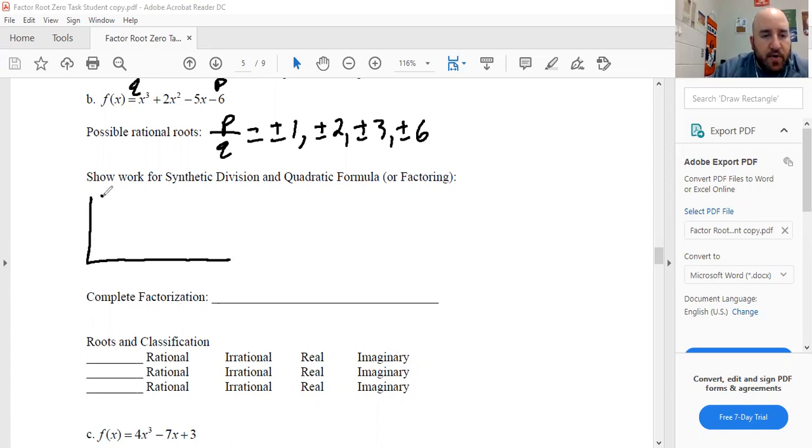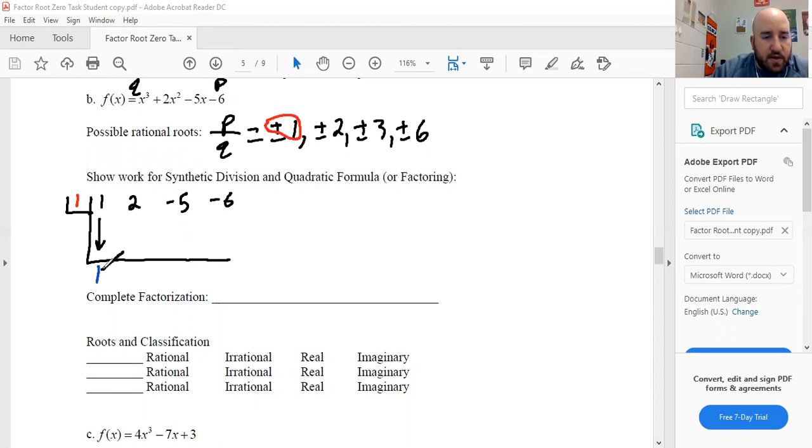So go ahead and jump into our synthetic. We've got 1x cubed, 2x squared, negative 5x, negative 6. Put my box on the outside. We'll start with positive 1 and just dive in. I feel like I've been going a little long, so in the interest of time, I'm going to go a little faster now. This 1 comes down. I'm still going to draw the arrows going down, but I'm not going to put my little red ones next to this. I'm just going to say it.